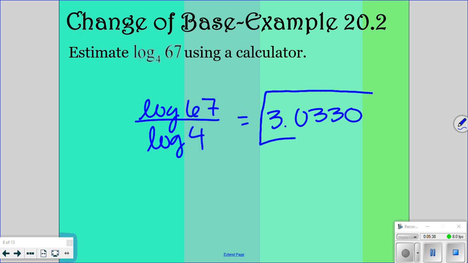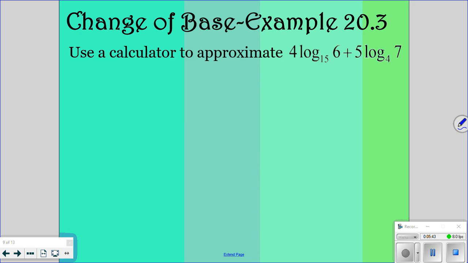So that is your answer. Okay. We're going to use a calculator to approximate this one.